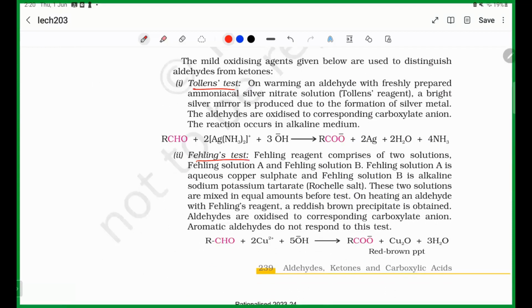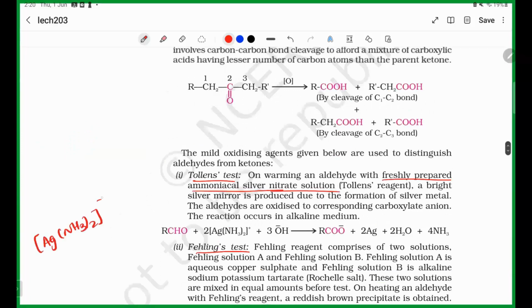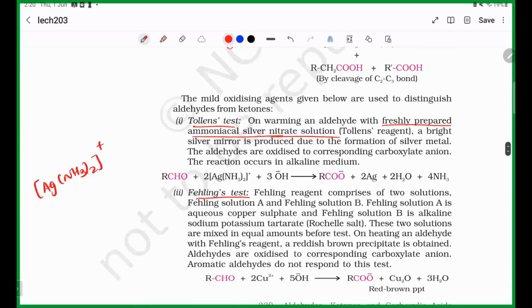Tollens' test uses freshly prepared ammoniacal silver nitrate. So it's [Ag(NH3)2]+. The coordination number of this complex is 2, but you'll get another later. NO3-, ammoniacal silver nitrate. This is Tollens' reagent. Upon addition of this, the aldehyde basically becomes oxidized to RCOO-, and reduces the silver to Ag. This basically deposits the silver at the edge of the test tube as a silver mirror.